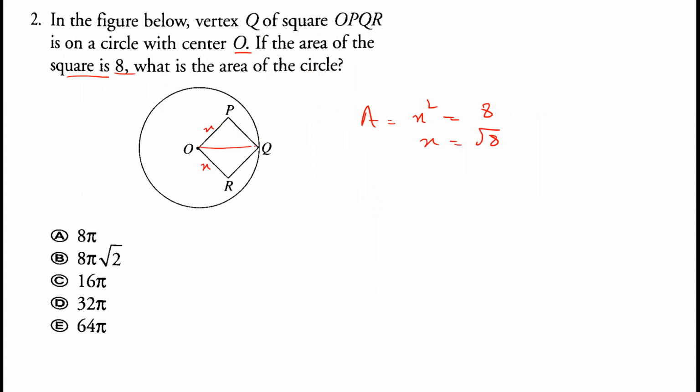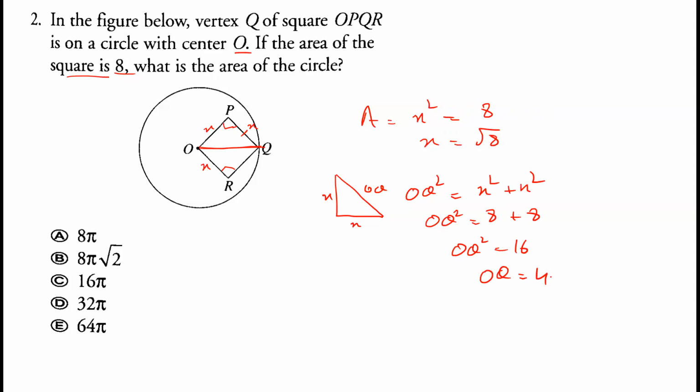If you look closely, we have a right angle triangle over here. Both of these lengths are equal, and through the Pythagoras theorem you can calculate this length. So we can have a figure like this. This is x, this is x, and this is your OQ. Now OQ squared equals x squared plus x squared, which is 8 plus 8. So OQ squared equals 16. Hence OQ would be 4.